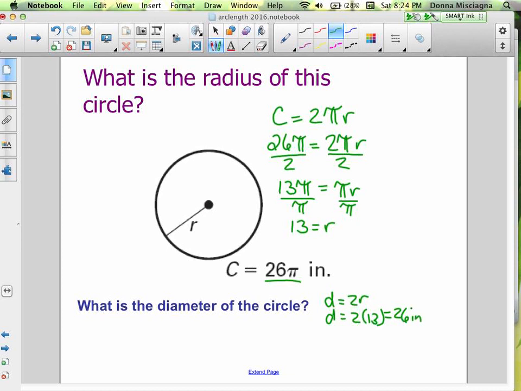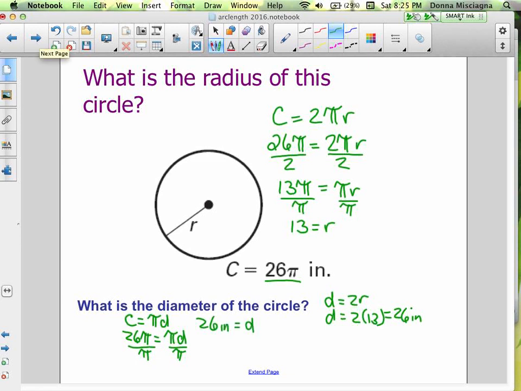We also could have taken that circumference formula and used the other part. We could have used circumference equals pi times the diameter. We know the circumference is 26 pi. We're looking for the diameter. If we divide both sides by pi, 26 inches is the diameter.